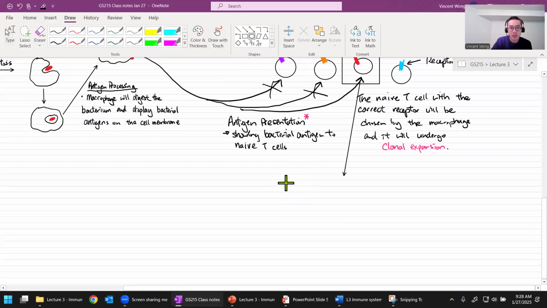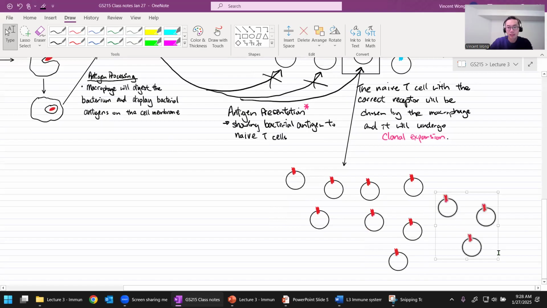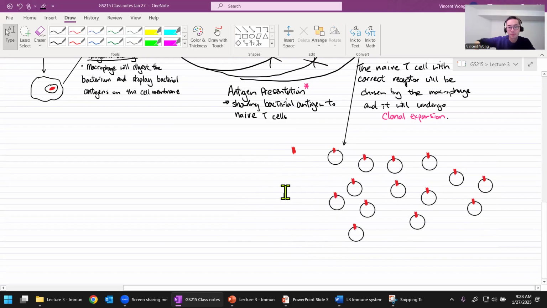All right, clonal expansion basically means it's going to undergo mitosis and it's going to make an army of these things. You can draw them, but I'm lazy, so I'm just going to clone them. It's going to make lots and lots of copies of these things. There you go. You have a bunch of them. Let me try to make them a little bit smaller so they fit. There you go.